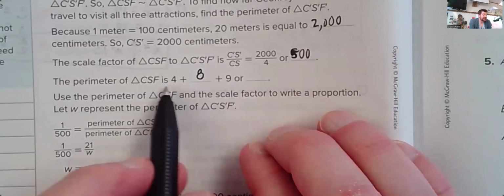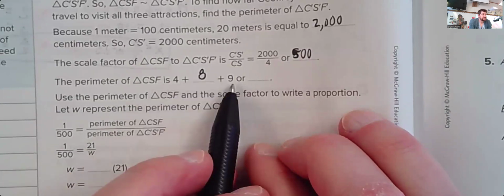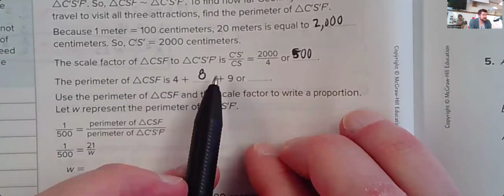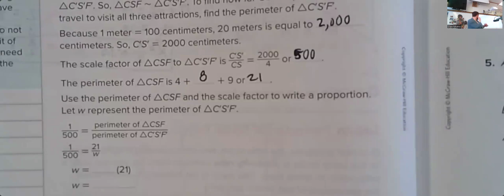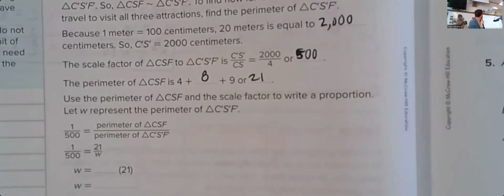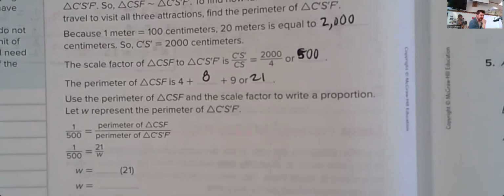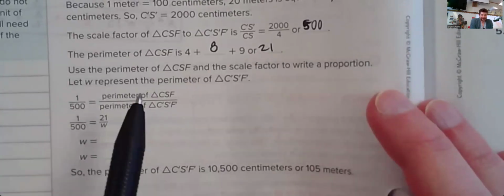So the perimeter on the map is what, in centimeters? Plus 9, 21. Okay, so on the map, it's 21 centimeters. So it says to use the perimeter to figure out the scale factor and write a proportion, let W equal. Okay, again, I'm not a huge fan of how this one is working out. There's an easier way, and I'll show it to you in a second.